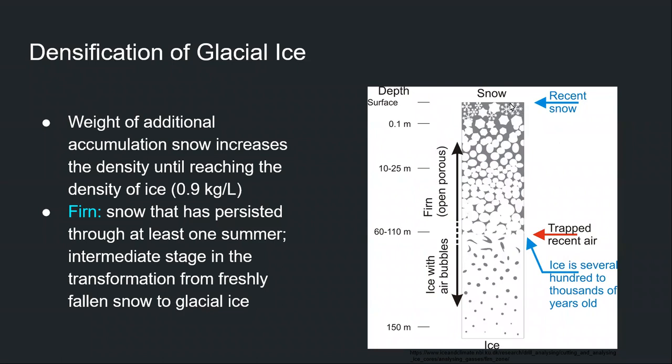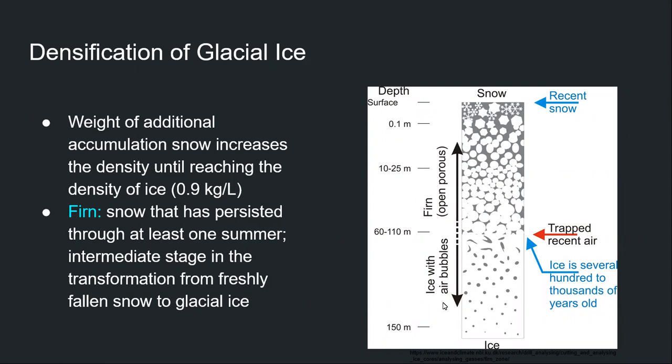But now that the snowflakes are losing their shape, they're rounding up, they can be imbricated in each other much more easily, so you can fit more material into the same volume. That's the process of densification, which we also call metamorphism in that case. So the snow is transforming into firn, and firn is snow that persisted for at least one summer. And firn represents the intermediate stage between snow and ice, as I said in the previous video.